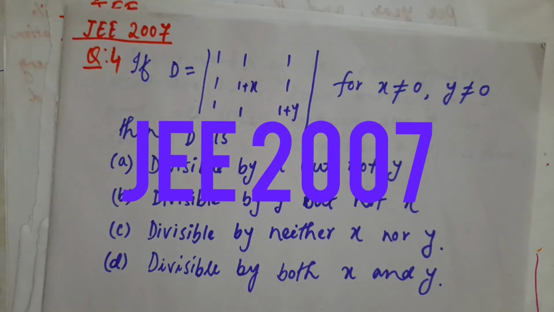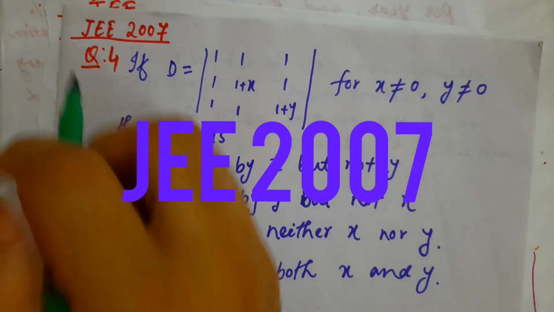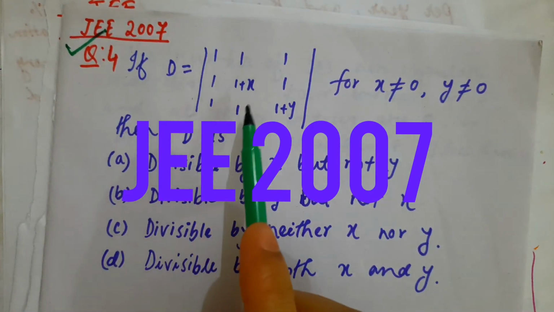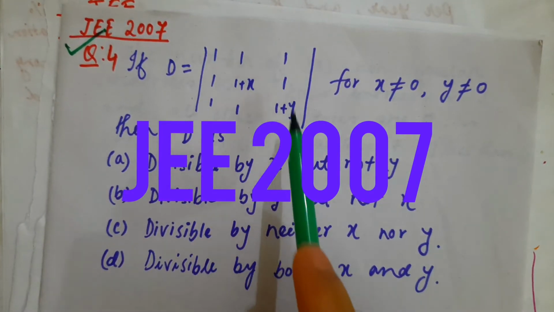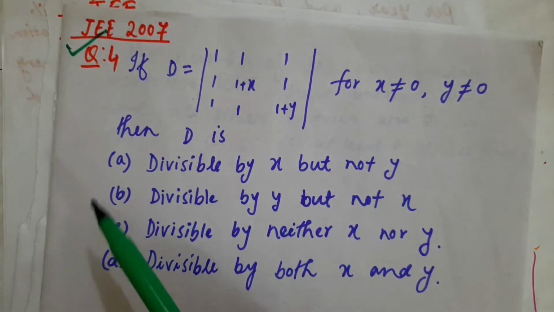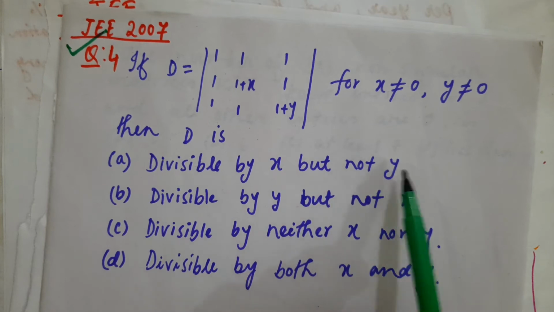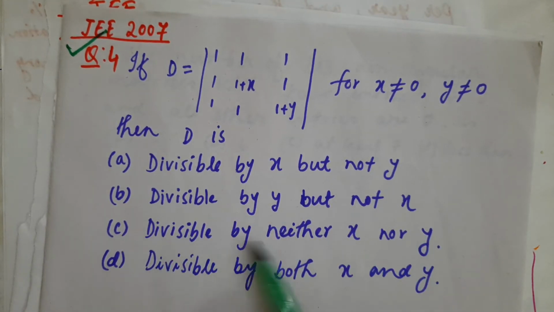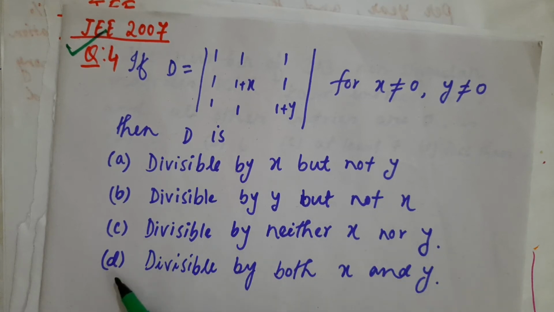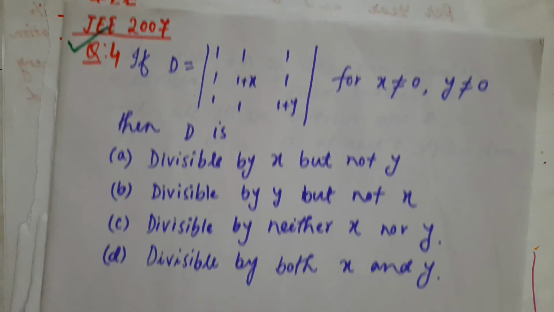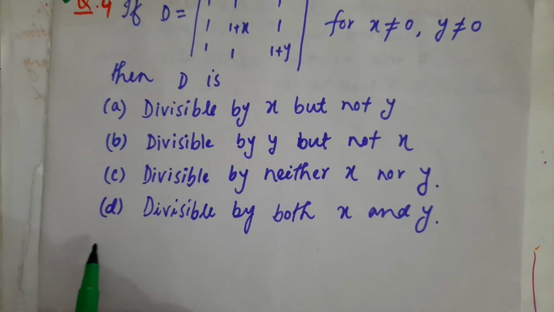It is another question asked in JEE 2007. Determinant is given by 1 plus x, 1, 1, 1 plus y, for x not equal to 0, y not equal to 0. Then D is: option A, D is divisible by x but not y. Option B, divisible by y but not x. Option C, divisible by neither x nor y. And option D, divisible by both x and y. So we will check which option will be correct.